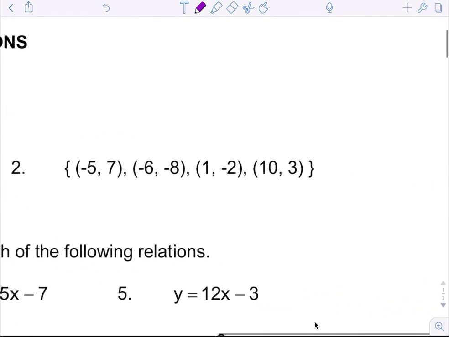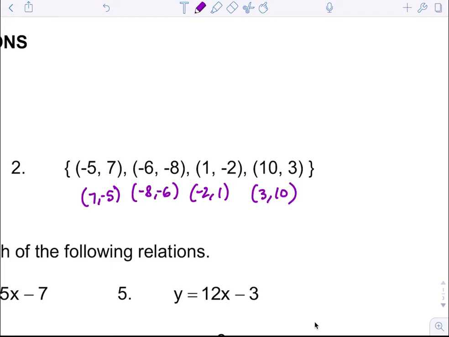Now for these ones, they pass the horizontal line test, and for every x value there is only one y value. So all we have to do is find the inverse function's coordinates. You just put in the opposite. All right, so that's for 1 and 2.